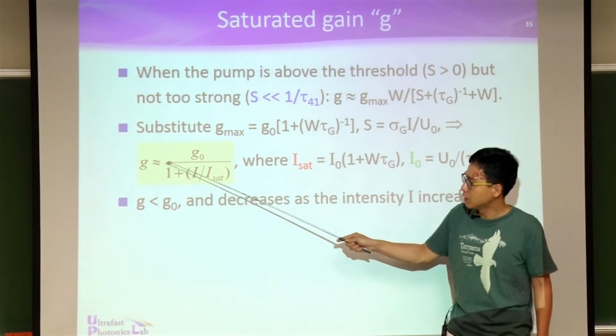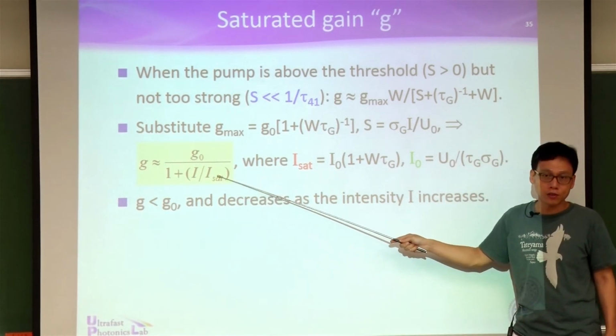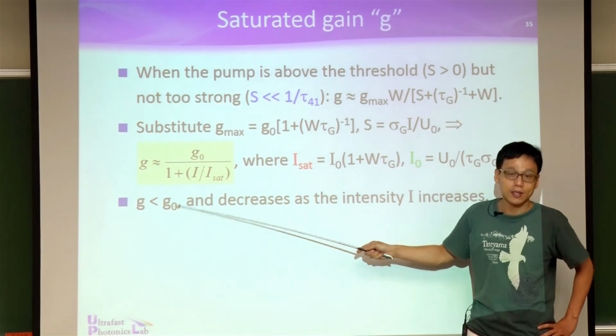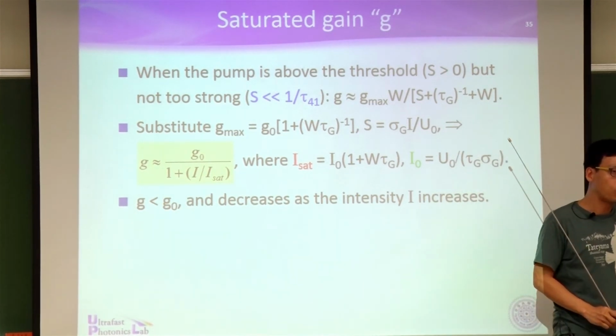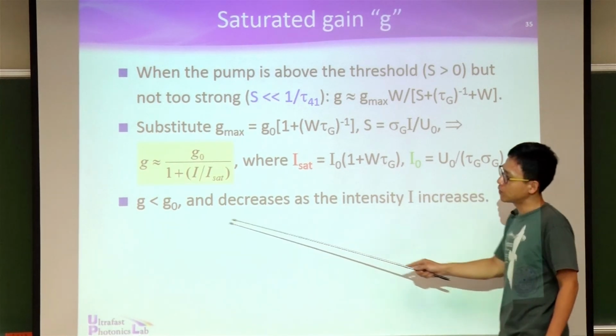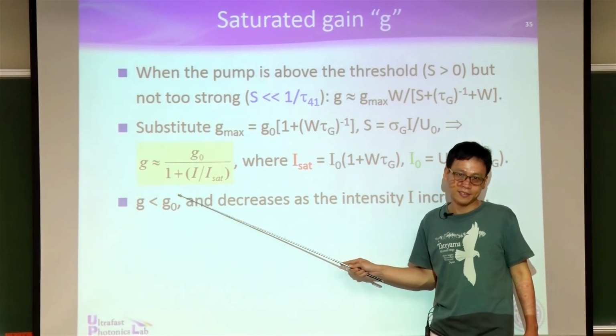But you can see, according to this formula, the denominator is always larger than 1. That means G is always less than G0, right? Whenever you have light, coherent light, you will have a smaller gain, smaller than the small signal gain.